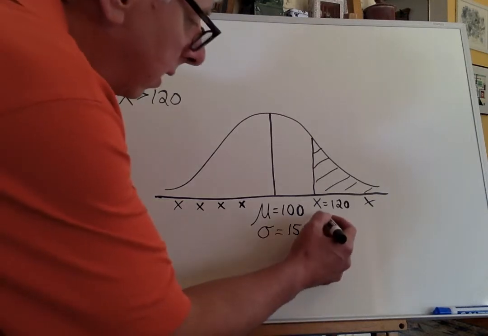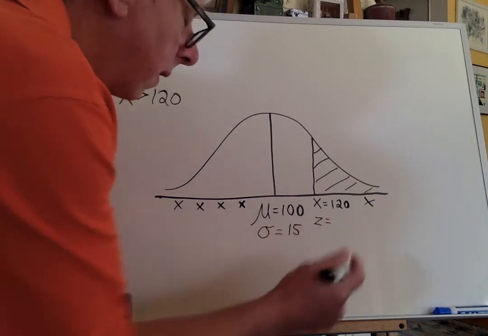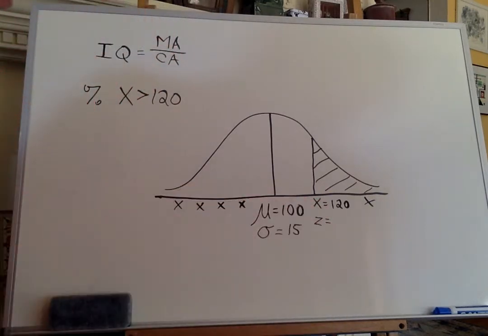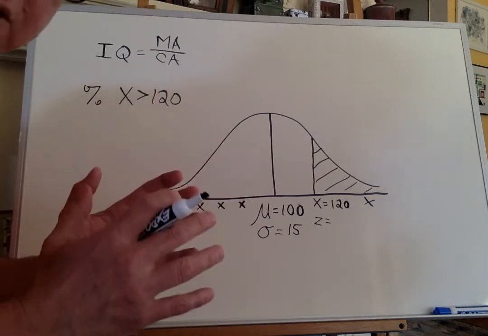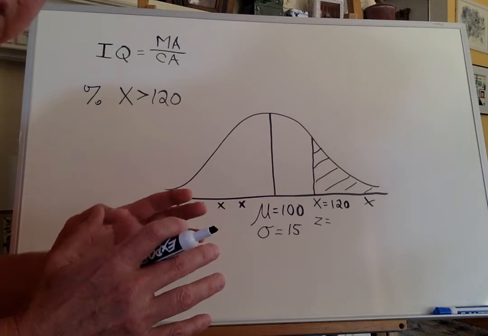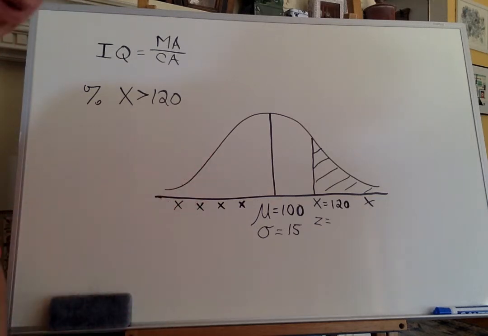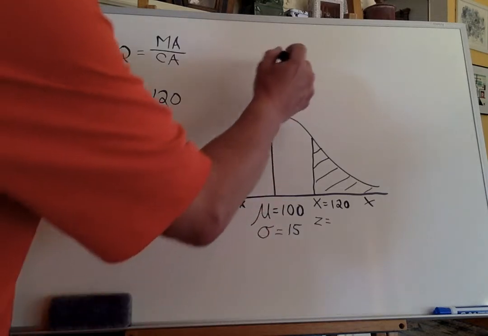So if I can convert this x value into a z-score, then I go into my unit normal table and I can actually see what percentage is in that tail. Okay, so let's do that.